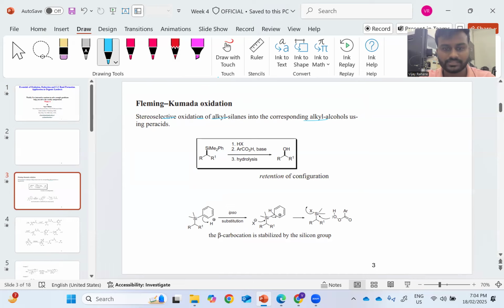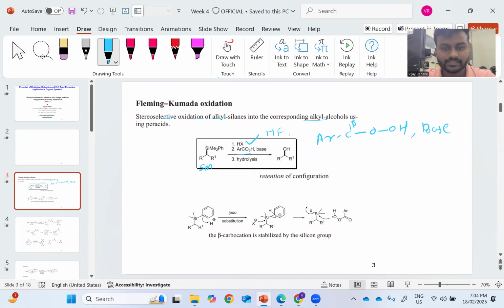So we have such a secondary starting material, and the reactant in this case is HF or HBr or HI, so it will be HX, and we have the peracid, that is Ar-C double bond O, OH, and the base, followed by the next step, which will be the hydrolysis step.